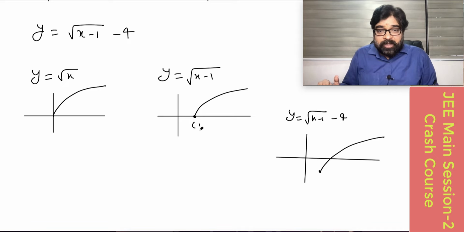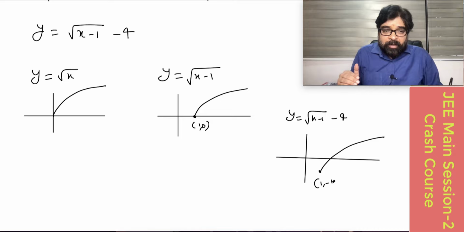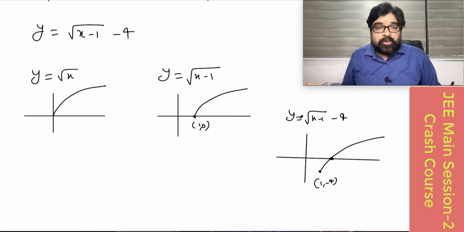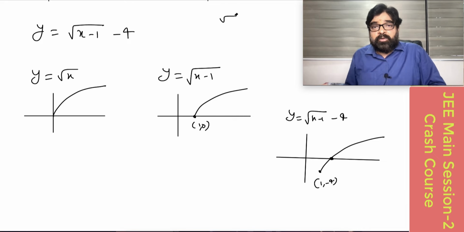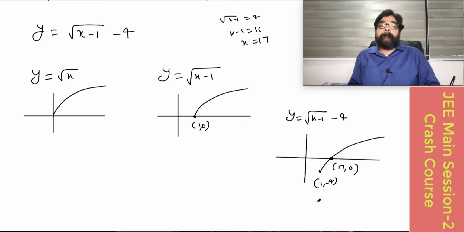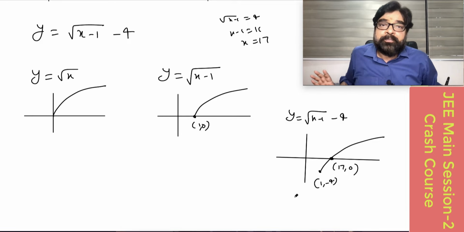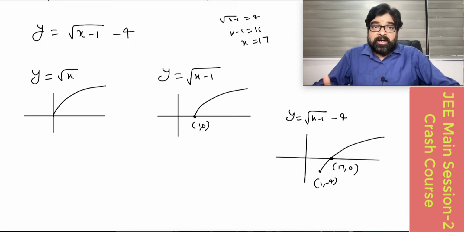Think carefully. This was the point 1, 0. 4 units down, so this length will be 4, so this coordinate will be 1 comma minus 4. How to get this coordinate? As I told you, put y equal to 0, so root of x minus 1 equal to 4, so x minus 1 equal to 16, so x equal to 17, so this coordinate will be 17, 0. I'm sure it's clear to everybody. Understand?